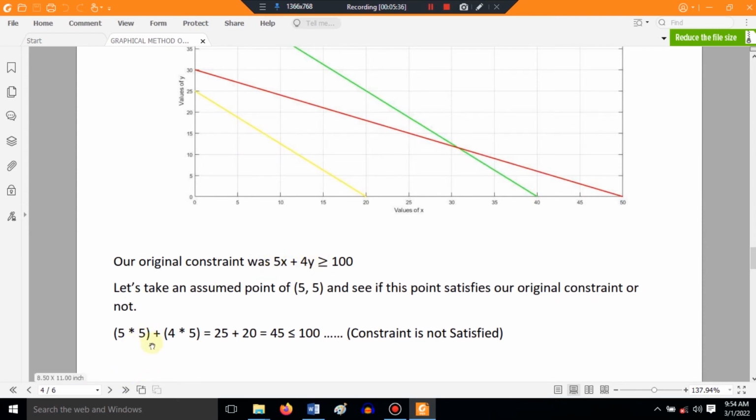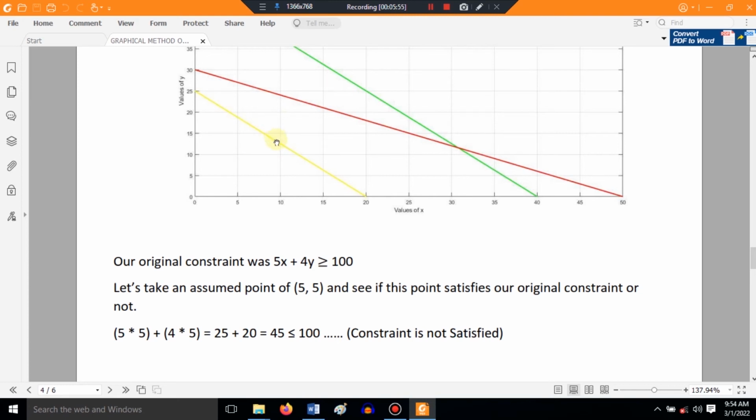By putting (5, 5) into this constraint, it gives us the value of 45. But 45 is not greater than or equal to 100. It is less than 100. So this 45 is not satisfying this third constraint, which means the area below this line will not satisfy this constraint.